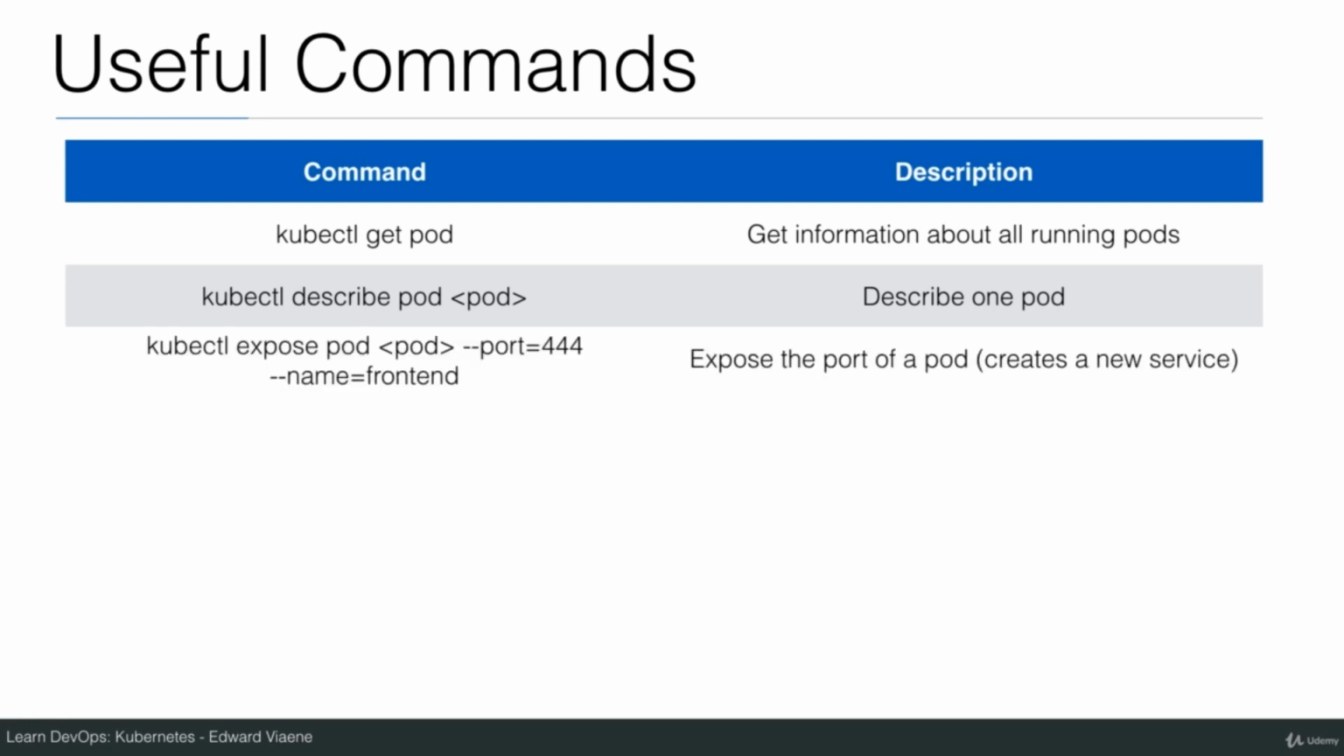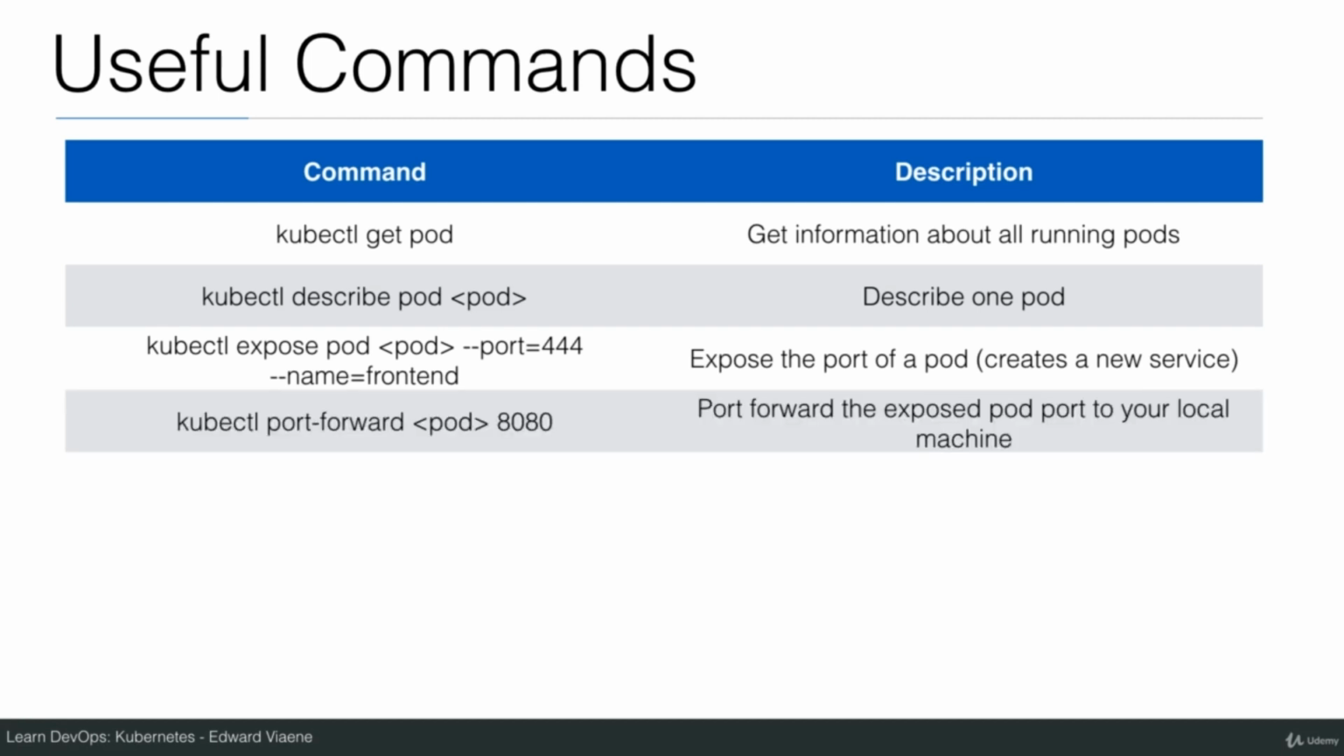kubectl expose pod and then a pod name, and then a port and a name. This exposes a port of a pod, so it creates a new service, and then you can connect to your Kubernetes cluster on that port, and then it will redirect to your pod. kubectl port-forward, and then a pod name, and then a port number. You can port forward the exposed pod port to your local machine, and then on your local machine you can go to that port, and then it will port forward to the pod.